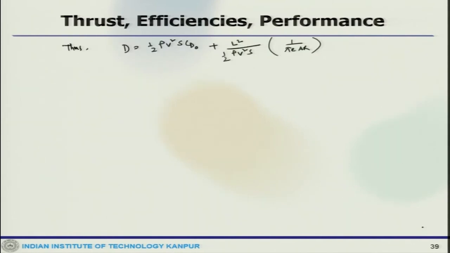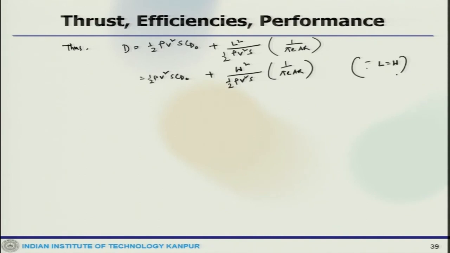Okay. So, now what we get is that we can write half rho V square C D0 plus W square by half rho V square is 1 by pi e A R. Since at level flight L and W are the same, now the minimum drag condition is our interest. So, we have to minimize drag.